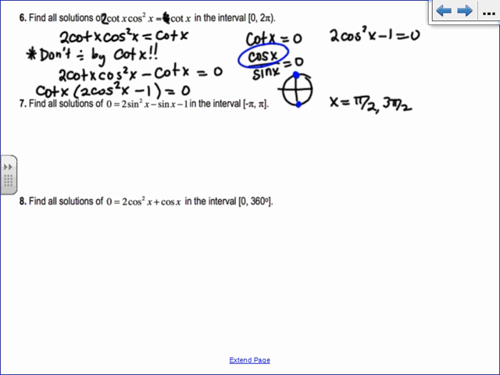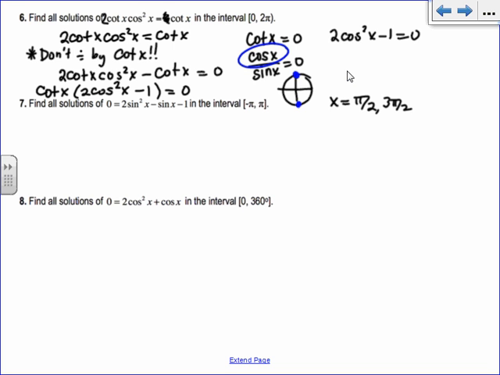Because cotangent is the same as cosine divided by sine, I rewrote it. And I said, okay, I have a fraction that equals 0. The only way for a fraction to equal 0, like 0 over 5, is if the numerator is equal to 0. I don't worry about the denominator at all.